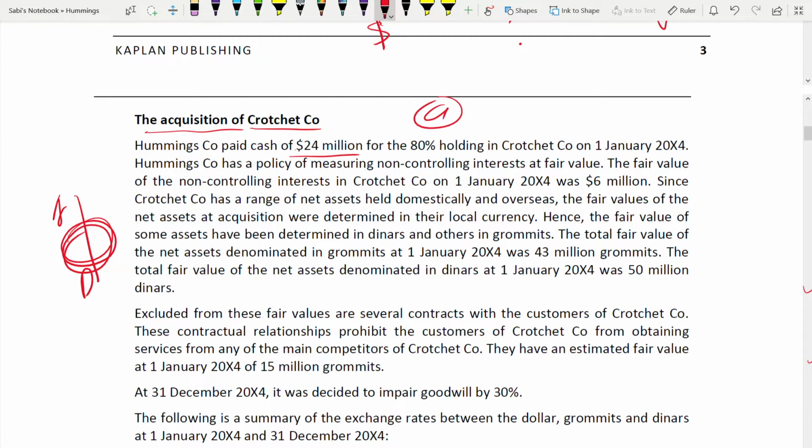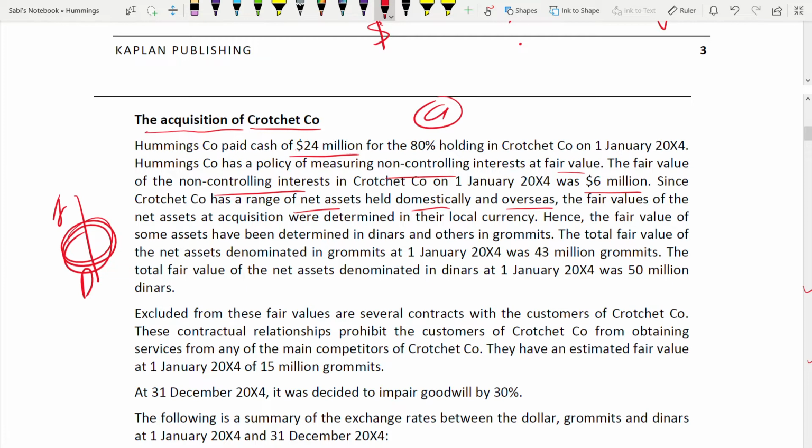They measure NCI at fair value, as I've told you. So the fair value of NCI is also given, which is 6 million. All of this is in dollars. Net assets also: they have some net assets domestically and overseas. Because of that, they have given you two net assets, one overseas and one in this country.